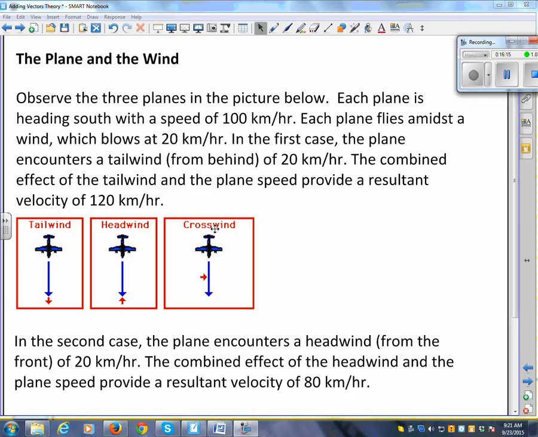In the second case, the plane encounters a headwind from the front of 20 kilometers an hour. The combined effect of the headwind and the plane speed provide a resultant velocity of 80 kilometers an hour. How'd they get 80? 100 minus 20. Right? These vectors here, are they drawn properly? What's wrong? Not drawn tip to tail. So I would suggest, if you can, draw something like that in there.